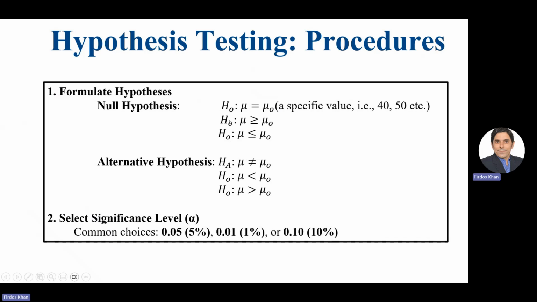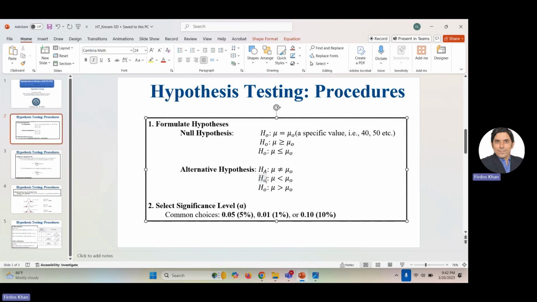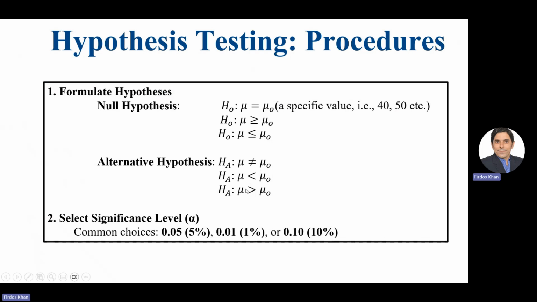Maybe you need to formulate H naught, mu is greater than or equal to mu naught. In this case the alternative should be mu less than mu naught. And for the last case, H naught, mu is less than or equal to mu naught, and the alternative should be mu greater than mu naught. So all of these are alternative hypotheses, and each should be opposite to the corresponding null hypothesis. This is the most important and crucial step in hypothesis testing, to formulate the hypothesis in the correct way.